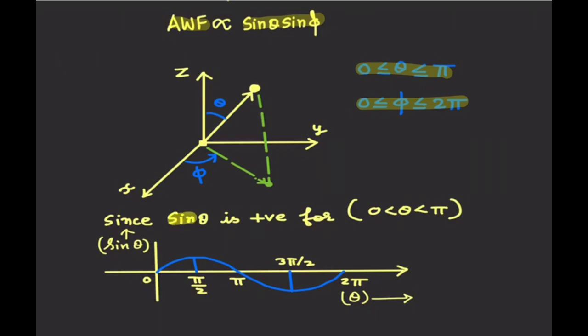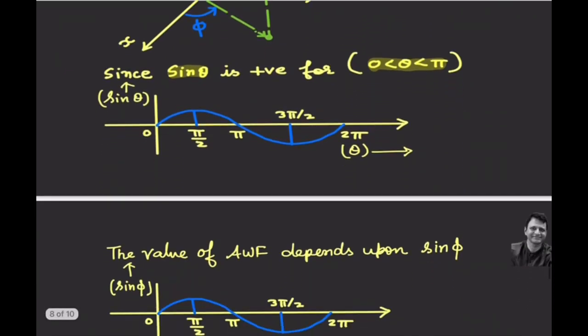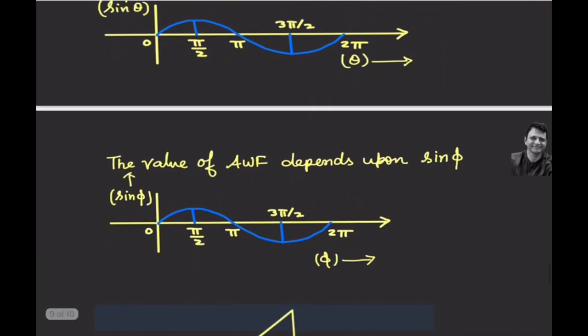So we can say that the value of sin theta will be positive in 0 to pi, which means sin theta is not deciding whether the sign will be positive or negative, because throughout the range it is positive. So we are interested in sin phi. Again, if we see the nature of the graph of sin phi, it is similar, right? Between 0 to pi, sin phi is positive. In the first and second quadrant it is positive, and in the third and fourth quadrant it is negative.